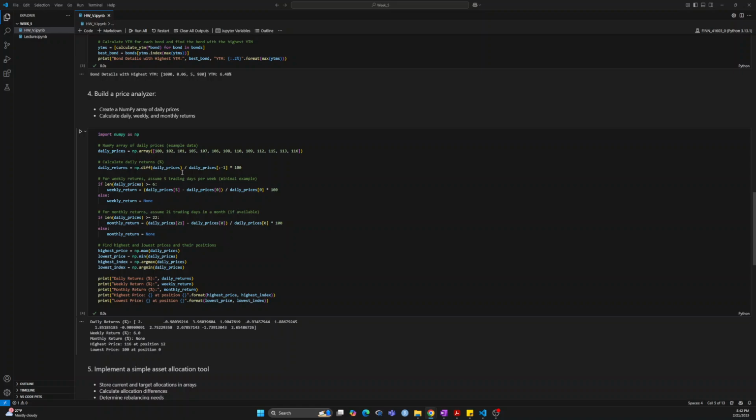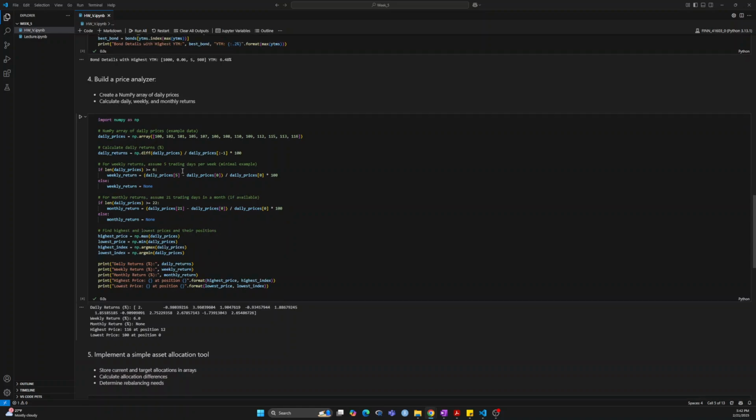And then moving on to number 4, we had to build a price analyzer. We needed to create a NumPy array of daily prices and compute daily, weekly, and monthly returns. All right. So the fourth program, the price analyzer function which we created, focuses on stock price trends and returns calculations. It takes a NumPy array of daily stock prices and computes 3 types of returns. Daily returns measure the percentage change from the previous day's price. Weekly returns compare prices over a 5-day period, and monthly returns, if enough data exists, are calculated as a 21-day return, simulating a full trading month.